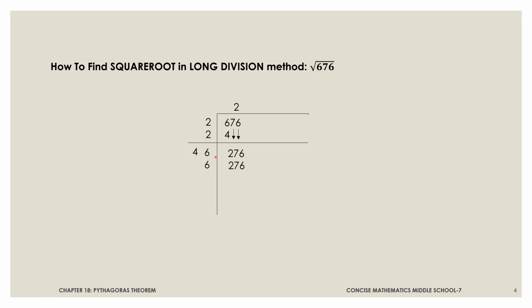Because you are multiplying with 6 twice, just put a 6 on the top. 276 minus 276 will be 0. So our square root of 676 will be 26.